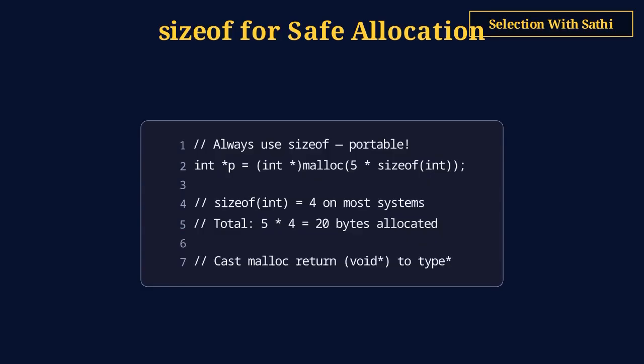Always check if malloc returns null. A null return means the allocation failed due to insufficient memory. Follow this pattern for every allocation: allocate, check for null, use the memory, then free it.